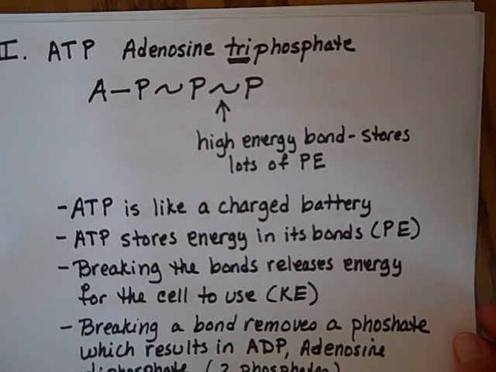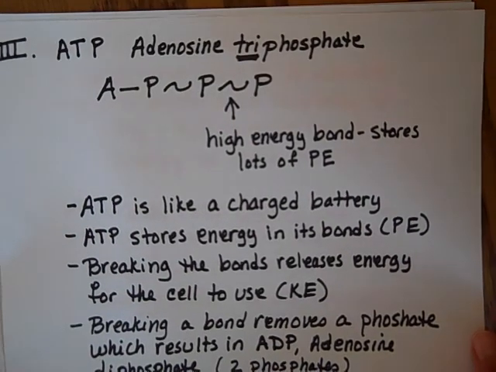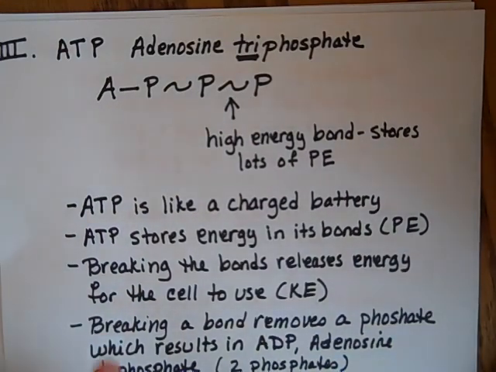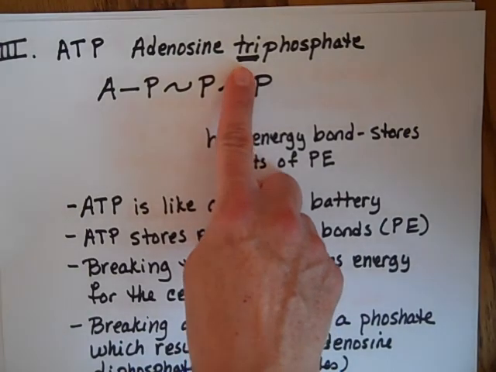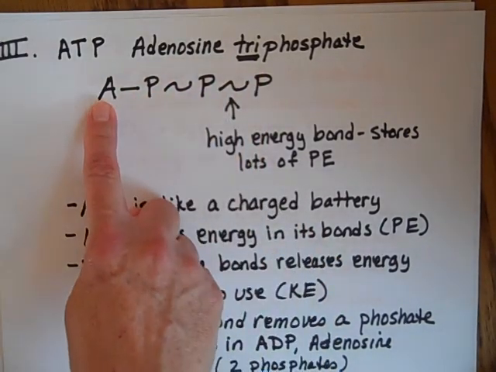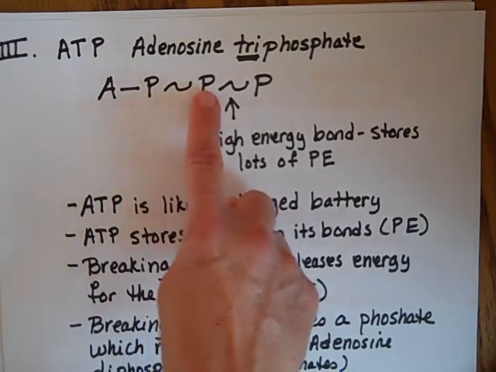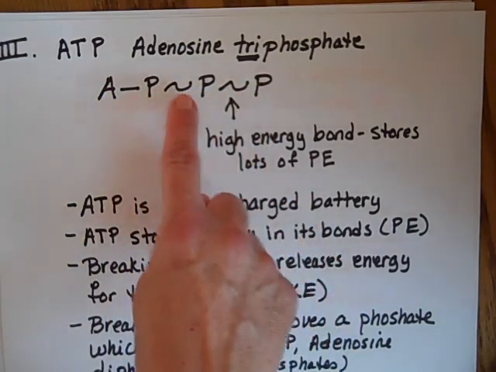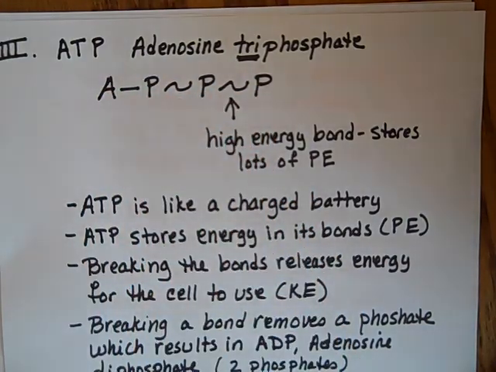ATP stands for adenosine triphosphate, and tri means 3. So we've got 3 phosphates. This represents adenosine and 3 phosphates. These squiggly lines I'm calling high energy bonds because an ATP molecule has the ability to store a lot of potential energy in those special bonds.